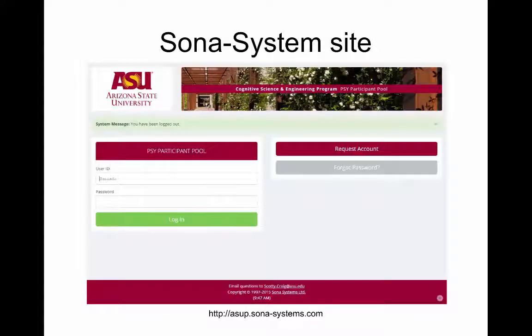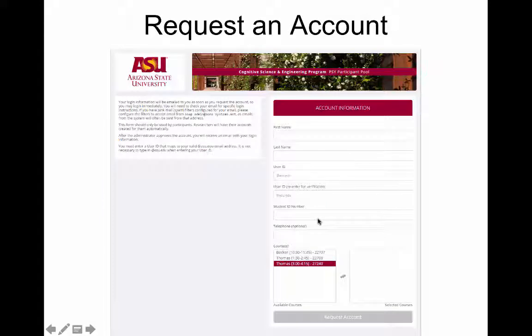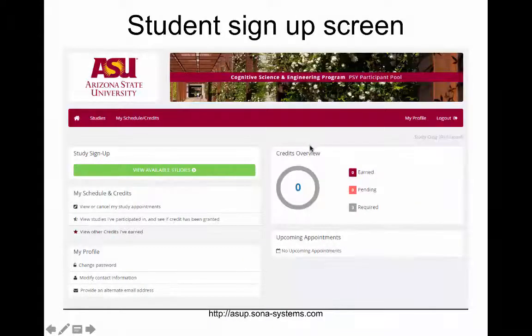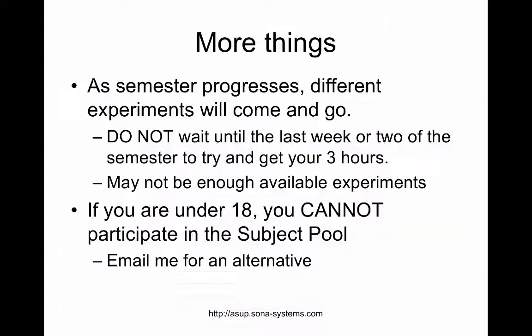You would log on to the SONA system site and fill this out. You can see where it says participant pool, for example. You would fill in that information, or you would request an account. And then you would fill in this information to request an account. There's the student sign-up screen. As the semester progresses, different experiments tend to come and go. Please don't wait till the last week or 2 of the semester to try and get your 3 hours, because you might not be able to get it.